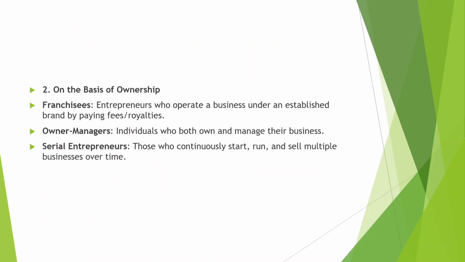The second classification is on the basis of ownership. Three terms are there: franchisees, owner managers, and serial entrepreneurs. Franchisees means entrepreneurs who operate a business under an established brand by paying fees and royalties. Franchising is a term similar to leasing, lease finance. Entrepreneurs get the right from the owners, the IPR, intellectual property rights. That means the right to use the brand name, trademark, copyright, and patent.